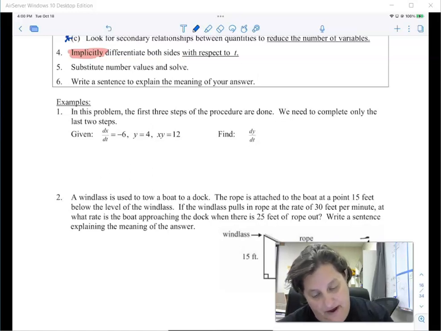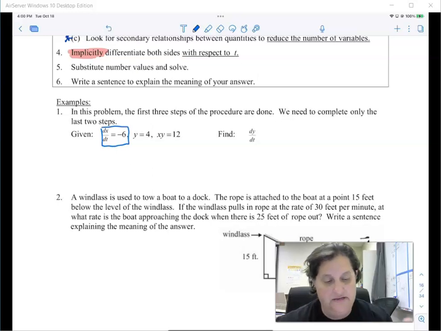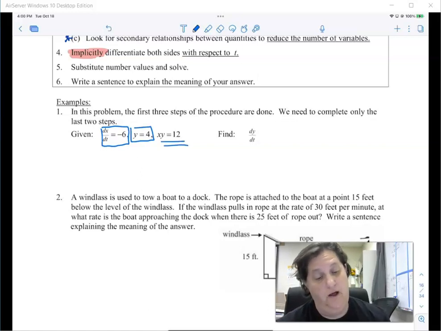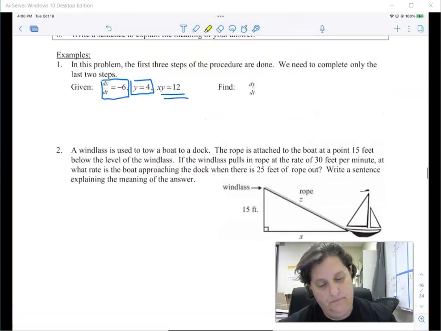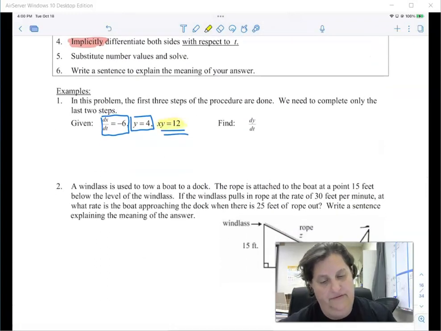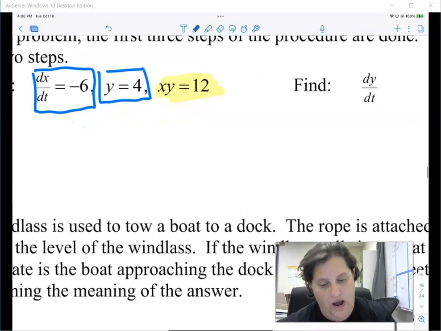Okay, so it's given. So we find dx/dt. That's the derivative that x is changing at with respect to time. We have y is 4, and then my equation is xy equals 12. Find dy/dt. Okay? Cool. So let's go ahead and take the implicit derivative of this. Now, tiny little bit of a pain, guys, because guess what we got to do? Product rule.